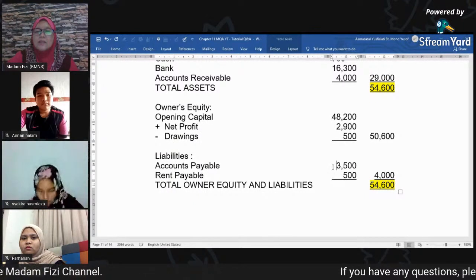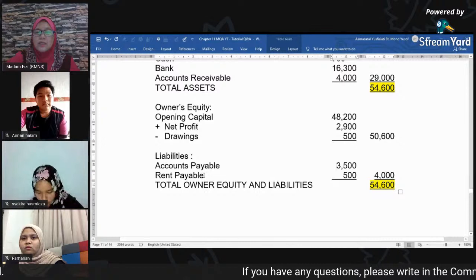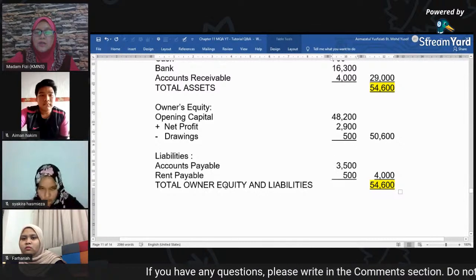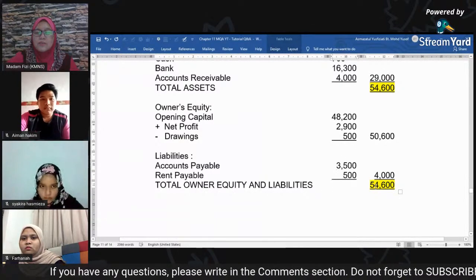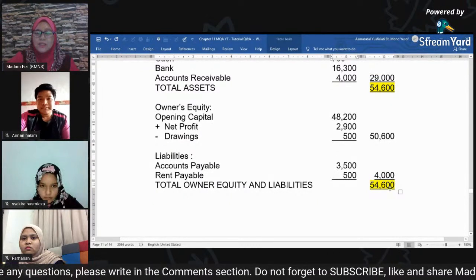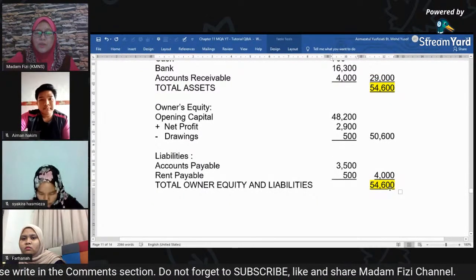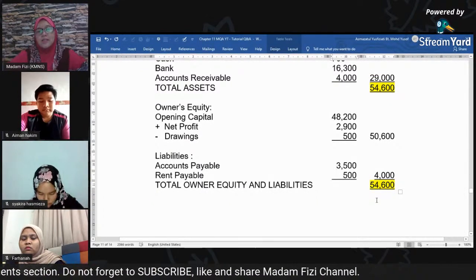So total owner equity and liabilities is 54,600 equals with total asset.